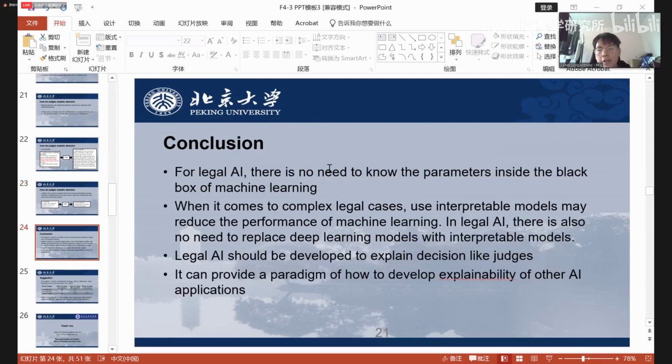I think this gives many suggestions to legal AI. For legal AI, we don't need to know the parameters inside the black box of machine learning, and the legal AI should be developed to explain its decisions like judges, such as giving a sentence of explanation.